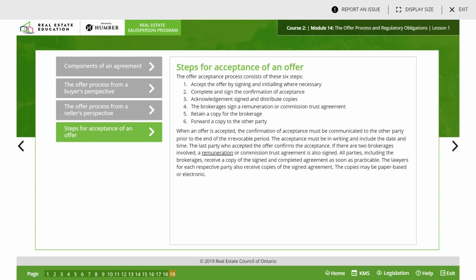The lawyers for each respective party also receive copies of the signed agreement. The copies may be paper-based or electronic. So lesson 1 basically just talks about offers and how to accept them, counter offers, all that stuff.